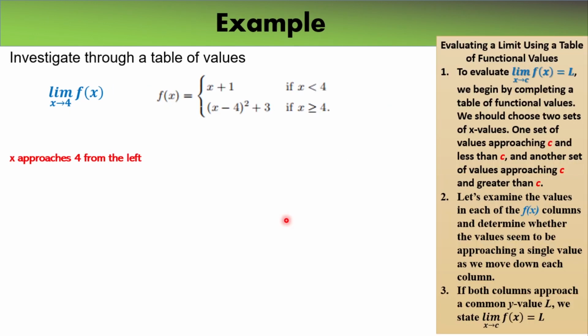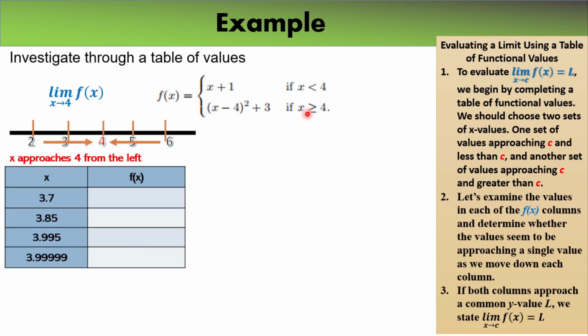So another example, we are asked to investigate through a table of values the limit of f of x as x approaches 4. So meron tayong piecewise function. Ang f of x natin ay x plus 1 if x is less than 4. And then, our f of x is x minus 4 squared plus 3 if our x is equal or greater than 4. So as x approaches 4 from the left, ito yung mga provided values ng x natin.